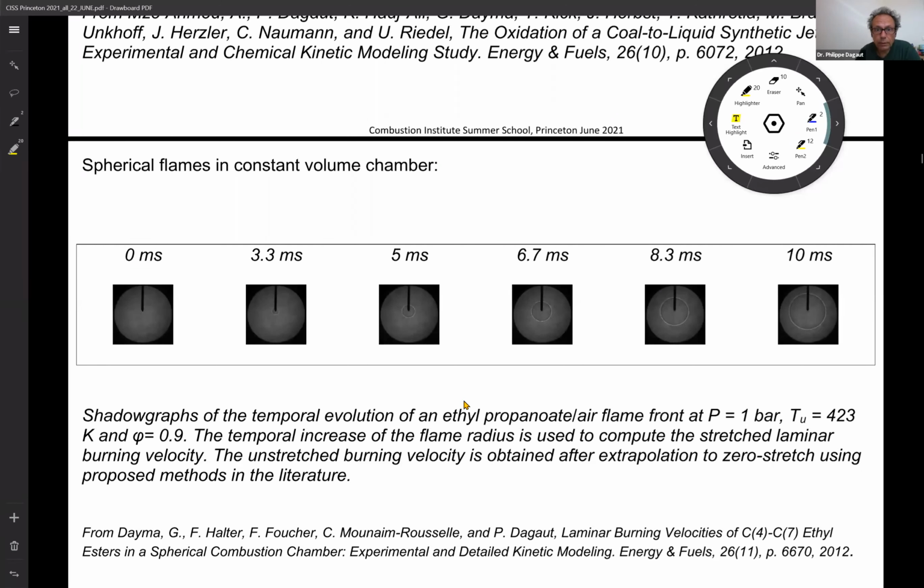So we observe here the temporal increase of the flame radius, and this is used to obtain the flame speed. The unstretched burning velocity is obtained after extrapolation to zero stretch using several methods available in the literature. So here you get a spark, ignition, and propagation of the flame that stays pretty spherical.